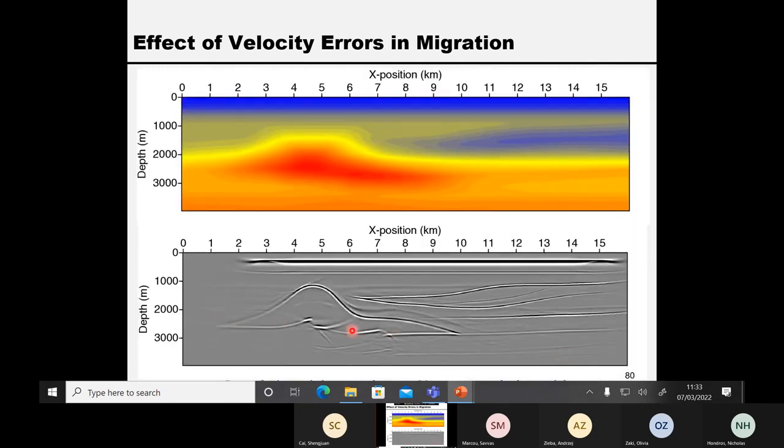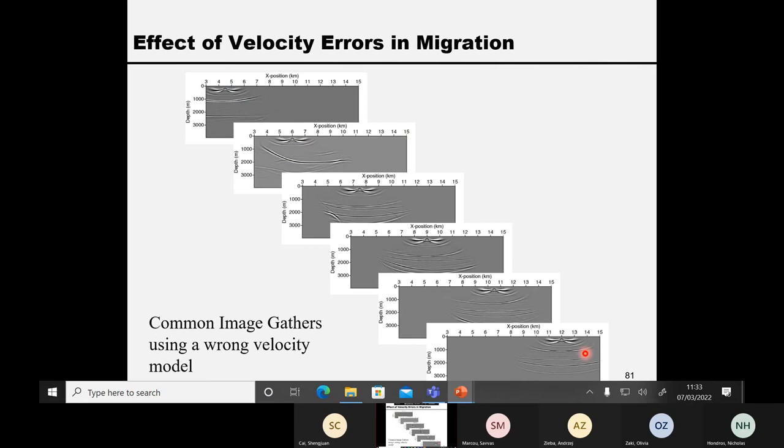You see, this bottom is not flat, right? If the velocity is too low, it's smooth. You see that? Although it's not good. Now let's look at it gather by gather. I mean, after migration, we generate image gathers, right? So you can see here, the velocity is too low.